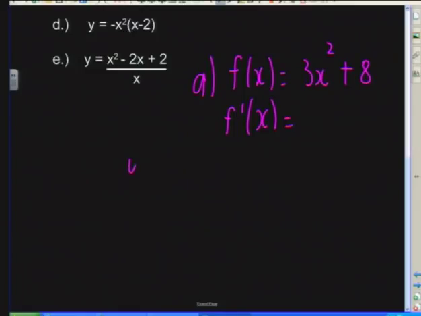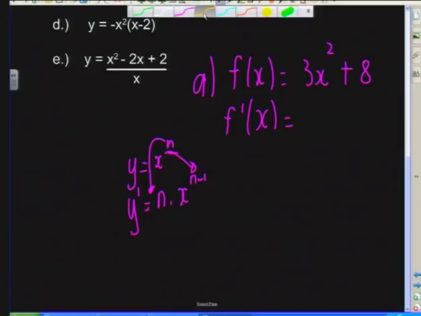Remember, we had if y is equal to x to the power of n, then the derivative is equal to n times x to the power n minus 1. You see what we did? We subtracted 1 from the power, and then we also brought the power to the front and multiplied by x. And if there was a coefficient, we would have multiplied by the coefficient. So here we do the same thing.